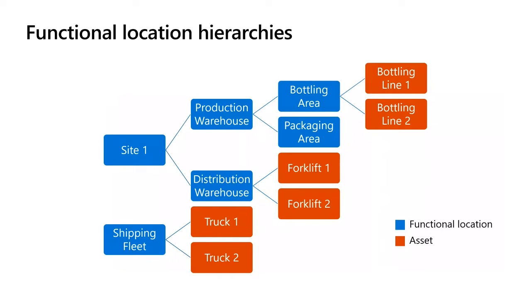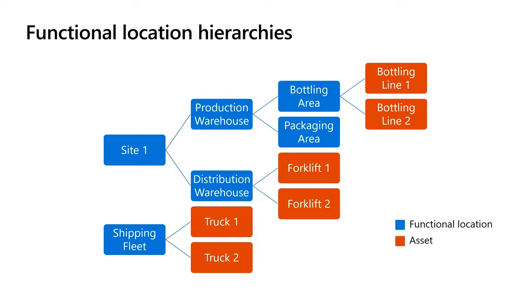Functional locations, just like assets, can also have a hierarchy with multiple levels. We can see in this picture where I've got the blue boxes, which are our functional locations. We have a functional location for site 1, and under that, 2 children locations for the production warehouse and the distribution warehouse. And then the production warehouse is split further into the bottling area and the packaging area. And then we just have 1 flat functional location for the shipping fleet.